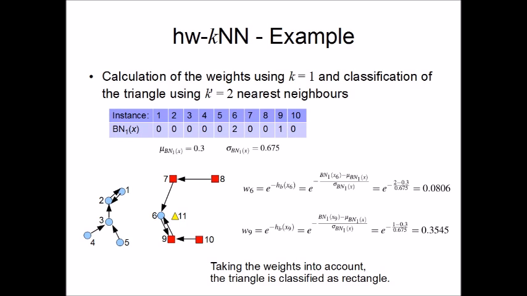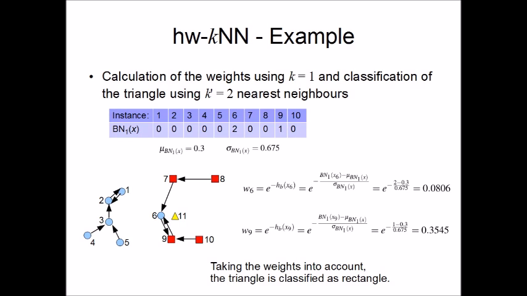For simplicity, we use k equals 1 in order to calculate how many times an instance appears as the bad nearest neighbor of other instances. However, in order to be able to illustrate weighted classification, we will use k prime equals 2 nearest neighbors while we are classifying the triangle. The two nearest neighbors of the triangle are instance number 6 and instance number 9. And in order to calculate the weights of these nearest neighbors, what we need is the normalized bad Hwknn score of instance number 6 and instance number 9.